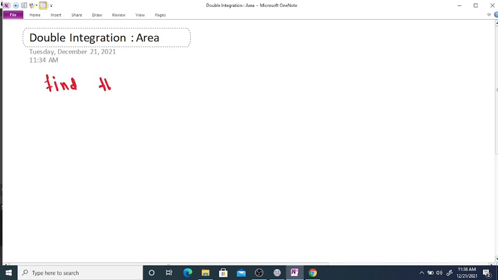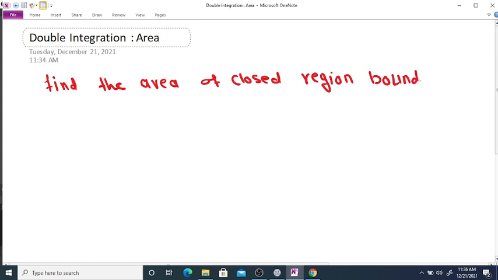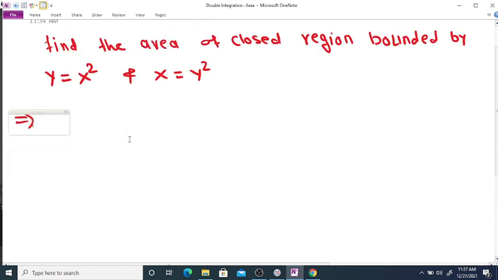The area of the closed region bounded by y equal to x square and x is equal to y square. So here, we know that the area of the closed region is equal to the double integration over the closed region D dA.